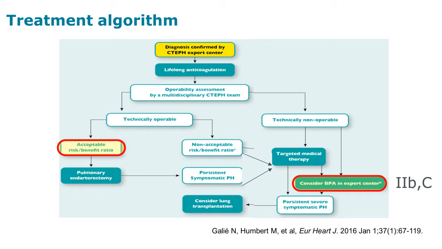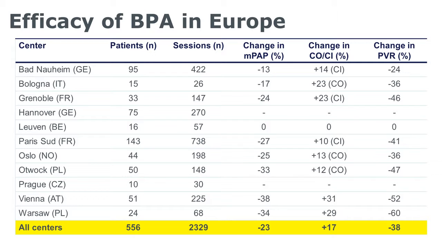Yesterday, 12 groups from Europe sat together and brought to presentation their experience with balloon pulmonary angioplasty, and we've put together the data on efficacy represented by the change of mean pulmonary pressure, the change of cardiac output or index, and the change of PVR from baseline in what was reported from these groups. You see there were a few that didn't report anything, based on small numbers or on other issues.